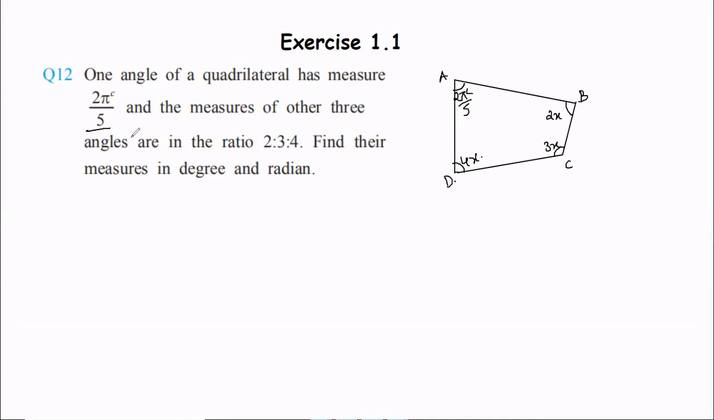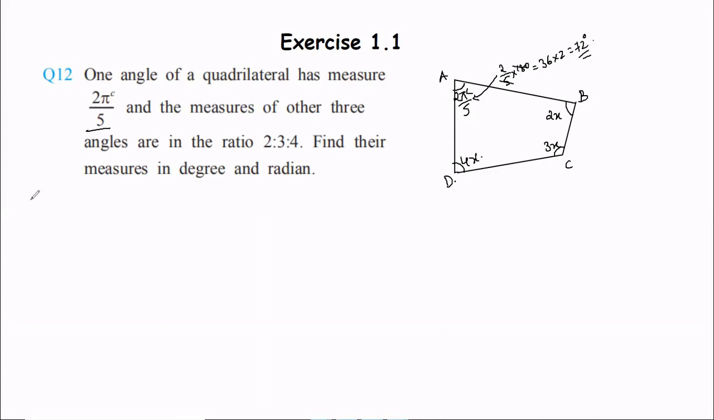We can convert 2 pi by 5 radian. On conversion, we get 2 by 5 into 180. Pi and pi get cancelled. This is 36 into 2, so that gives you 72 degrees. So basically, angle A is equal to 72 degrees. I hope you got it.